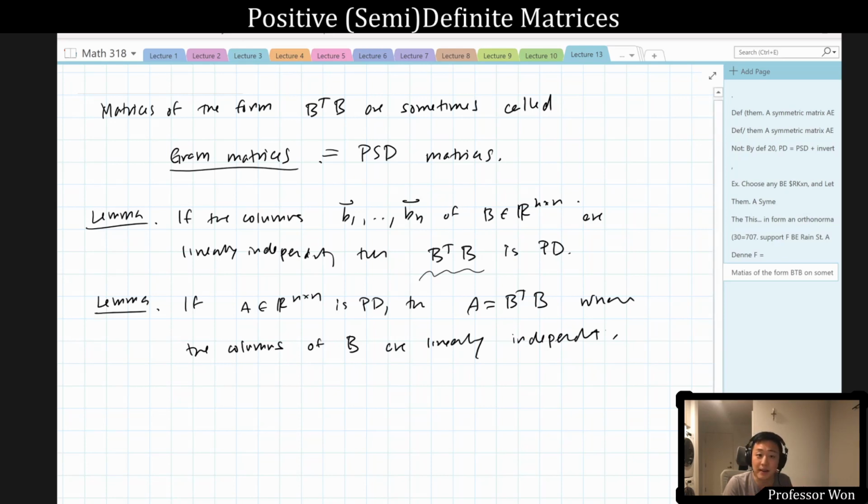Because next time we're going to talk about applications of positive semi-definite matrices, which hopefully is something you've been wondering about. Like, what's the point of studying these things? We'll do several applications, and we'll see why next lecture.